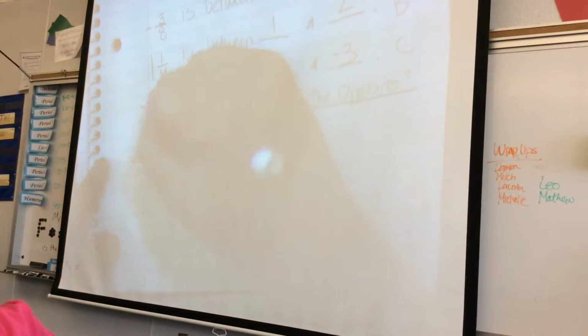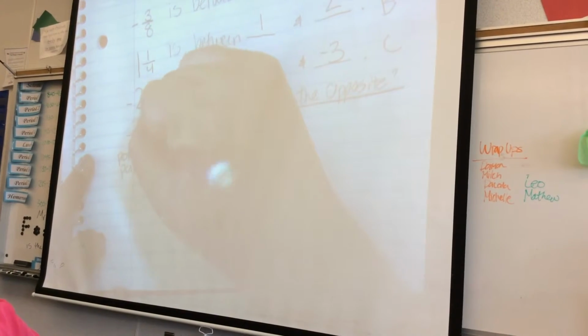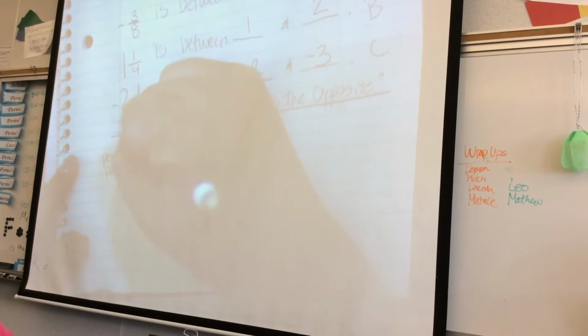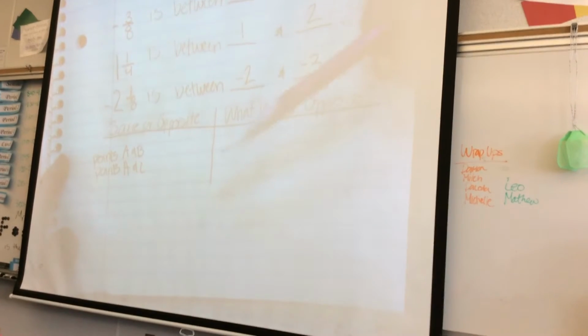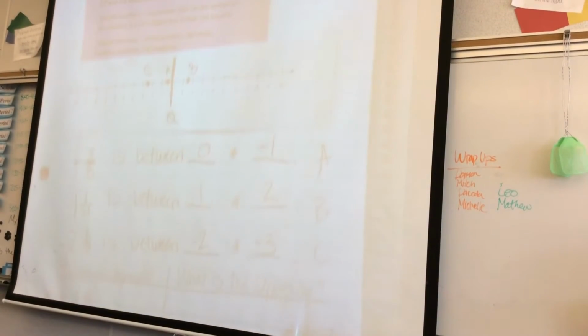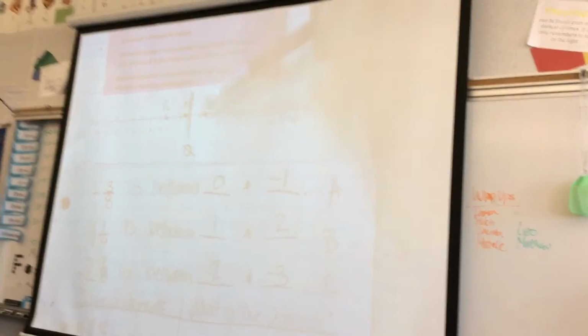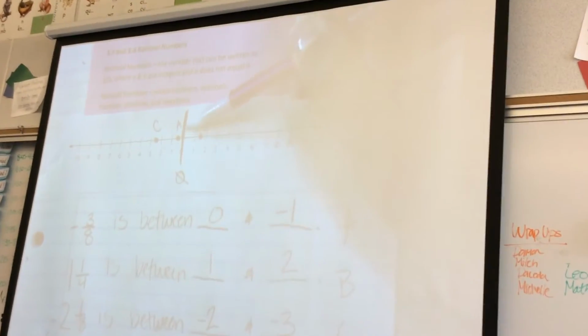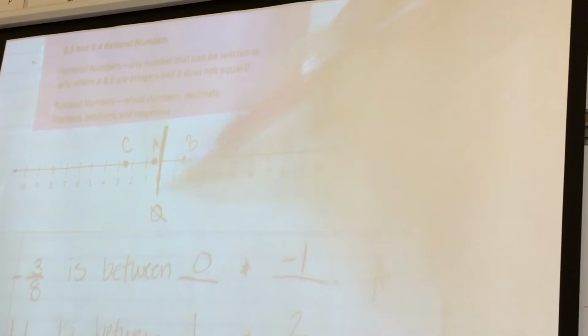We're going to start with points A and B, and then points A and C. And then we're going to write if they're on the same or opposite sides of the number line. So I'm going to pull up my number line, and I already have my points graphed. So we're talking about same or opposite side of 0. So here's 0, and I have point A and B.